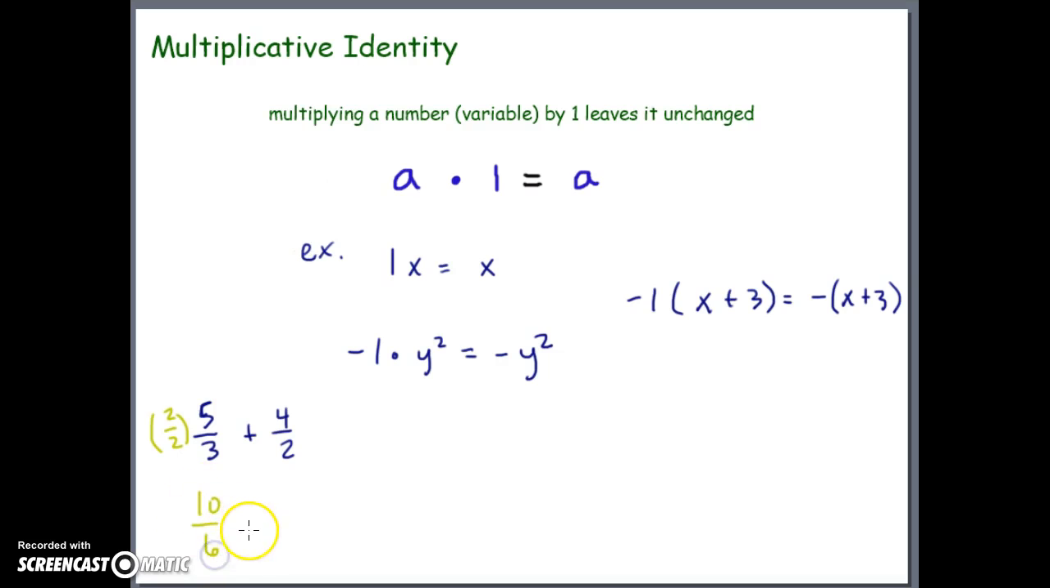So we've got 10 over 6. And then on the 4 over 2, we would multiply this by a 3 over 3. And we know that 3 divided by 3 is 1, so we're not changing the value of 4 divided by 2, or 4 over 2. We're just changing the way it appears to 12 over 6, so that now we can add these fractions. So you're very familiar with the multiplicative identity. You've used it a lot, but now it's just a matter of identifying when it's being used or not being used.